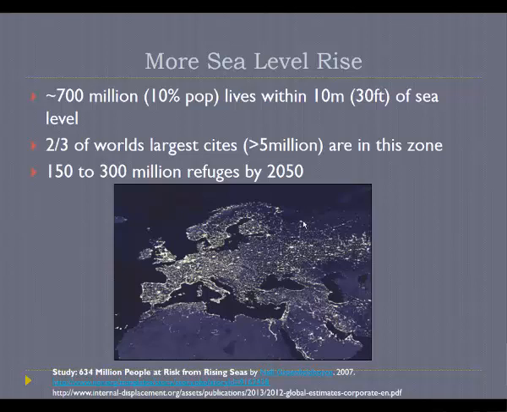Two-thirds of the world's largest cities are within this zone, and the United Nations predicts that by the middle of the century, so another 30 years from now, we will have as many as 30 million climate refugees being forced to move as a result of these types of changes.